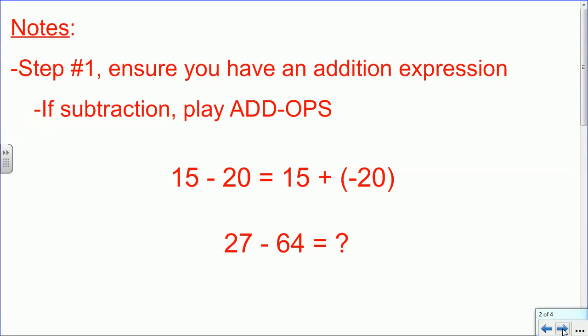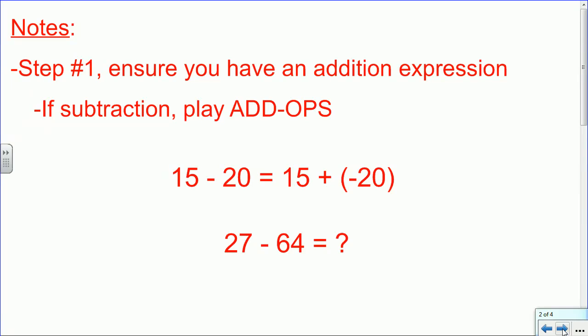So I've given you 2 examples here showing you what I'm talking about. The first one is already completed. It shows you that 15 minus 20 is the same thing as 15 plus negative 20, and this is really important for us. These are the exact same thing. They have the same value. It's actually negative 5, but you can rewrite it either way, and it still makes sense.